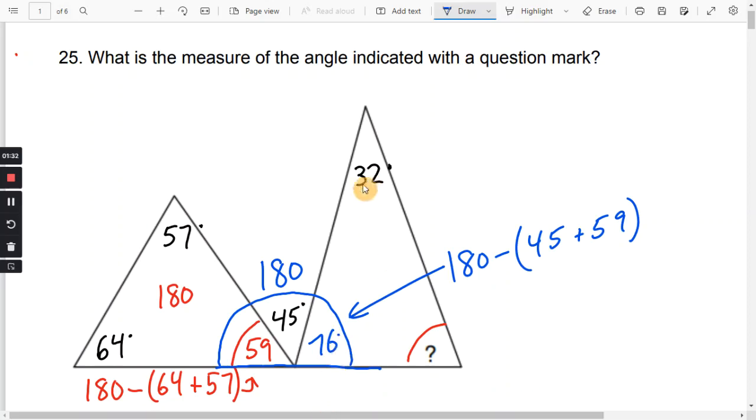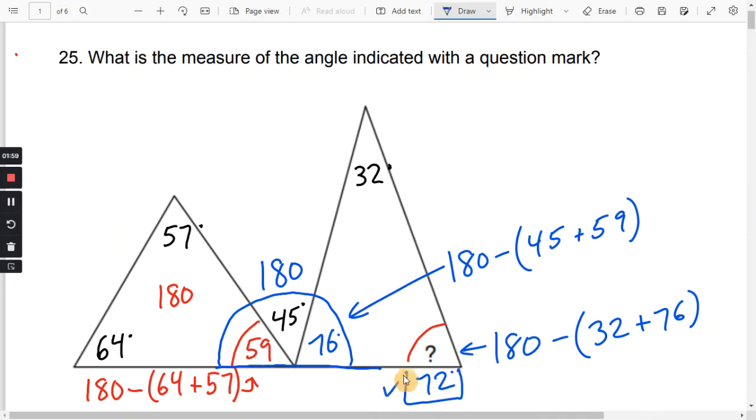And then finally, we have these two angles. So in order to get this, the angles inside of a triangle add to 180. We're going to subtract 32 plus 76. This is 108. 180 minus 108 is going to be 72. So that is your final answer.